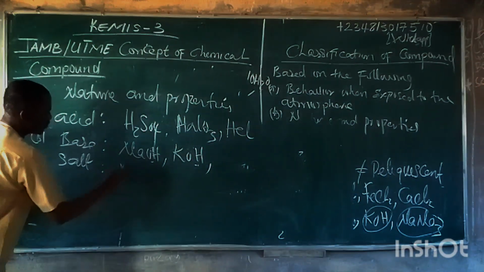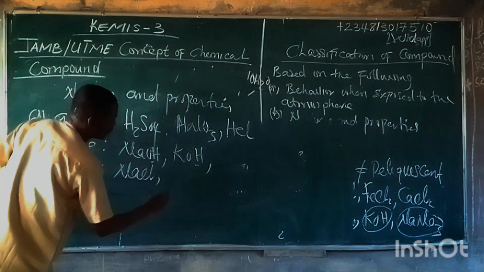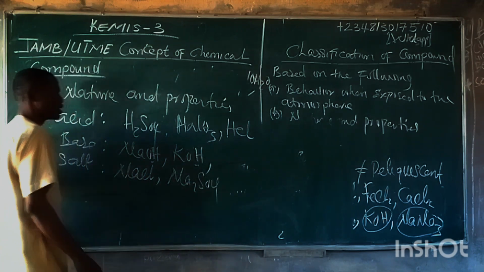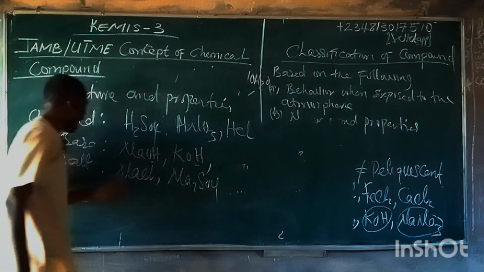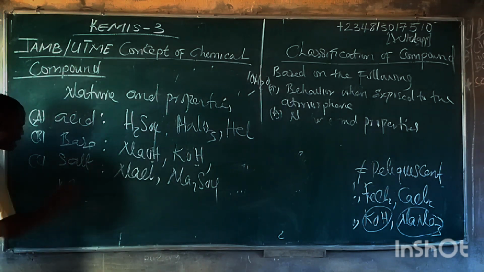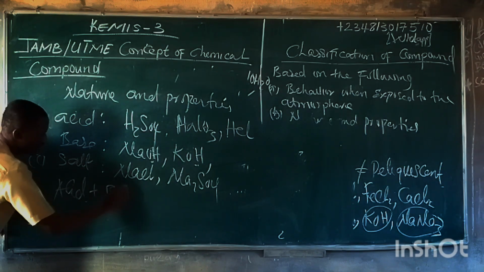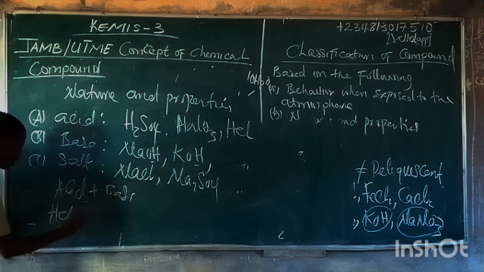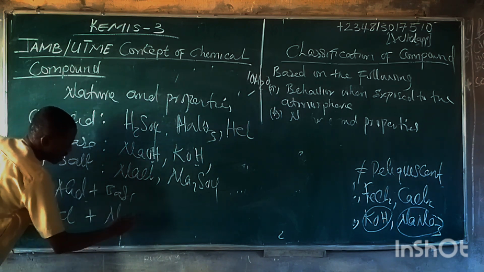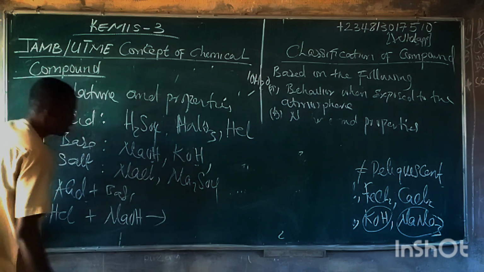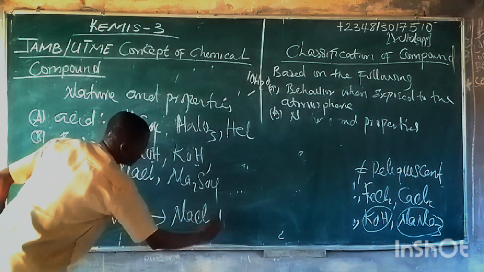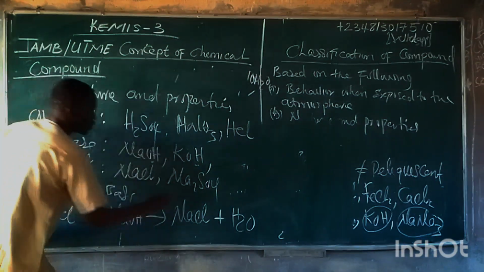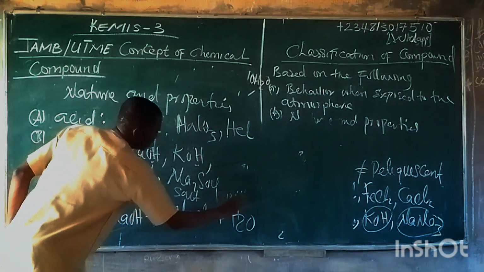Now we have a salt. We have sodium chloride salt. We have sodium tetraoxosulfate(VI) salt. So all these things are salts. Let me show you how a salt is formed: when you have an acid plus a base. Okay, when an acid like HCl combines with a base like sodium hydroxide, we have sodium chloride plus water. So acid combines with base to form salt and then water.